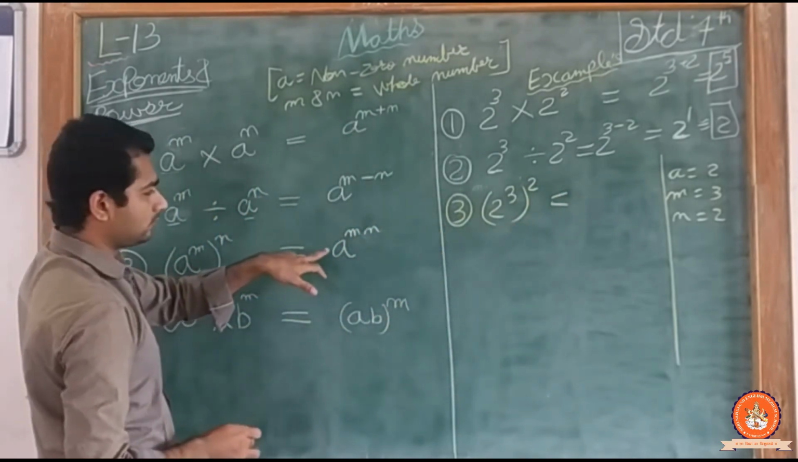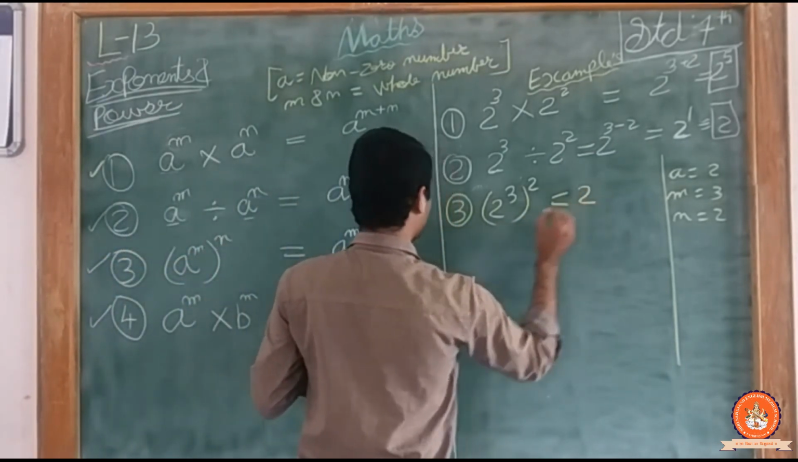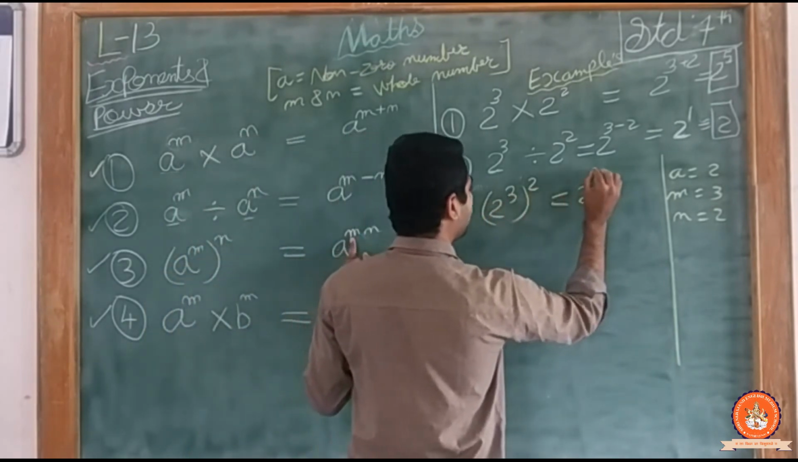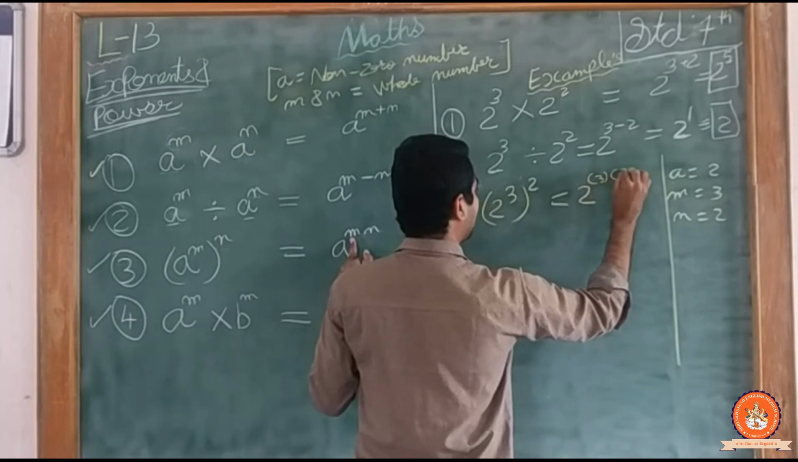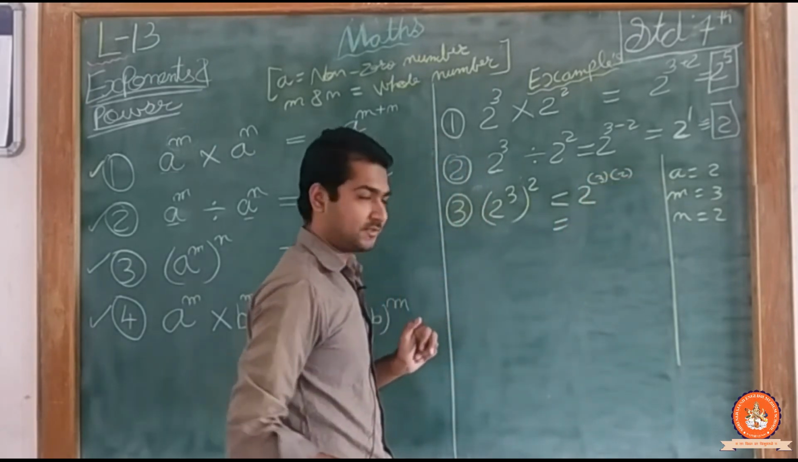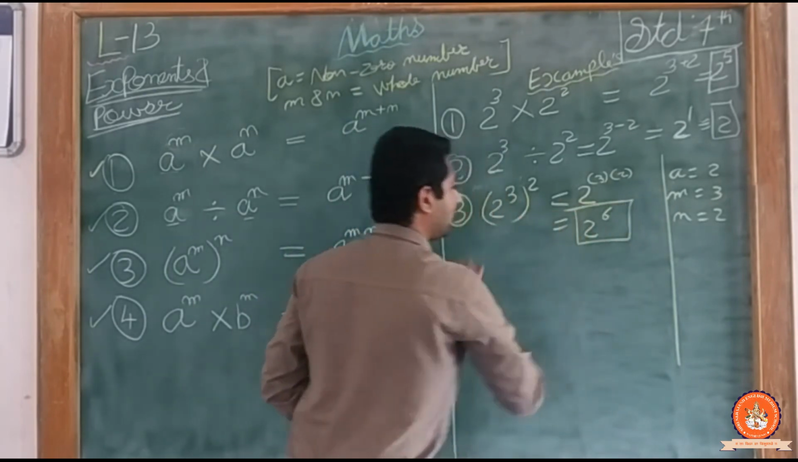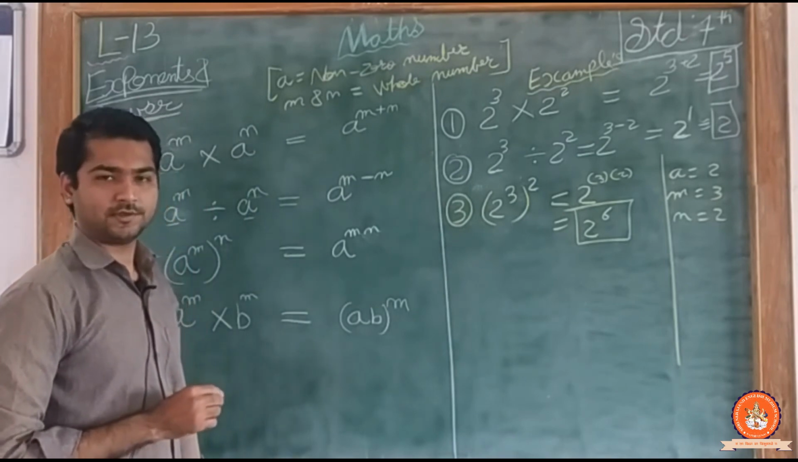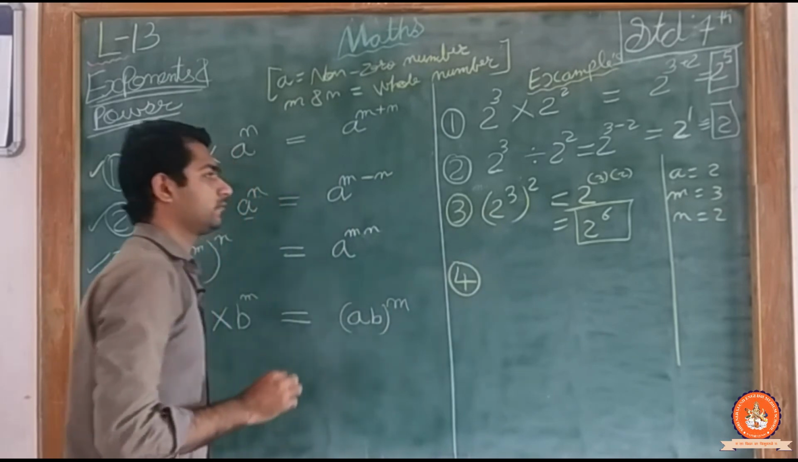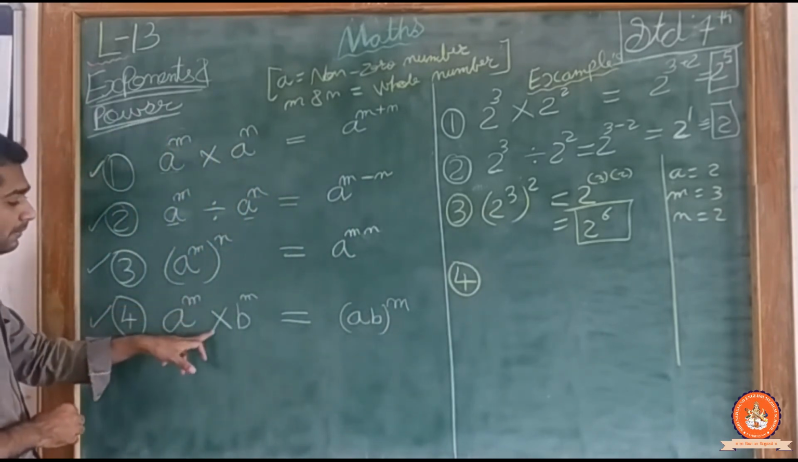Now what I have done: a means 2 raised to m multiplied by n, means 3 multiplied by 2. So it becomes 3 multiplied by 2, so it becomes 3 twos are 6. So 2 raised to 6 is your answer. Clear? Coming on to number 4. What is number 4? A raised to m multiplied by b raised to m.